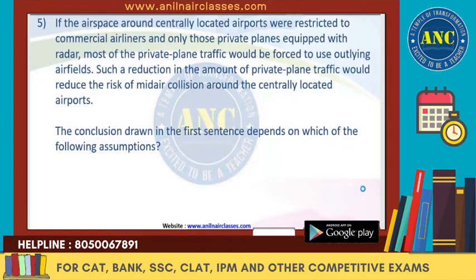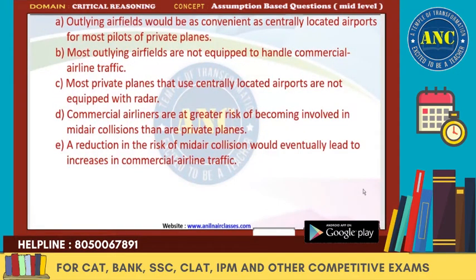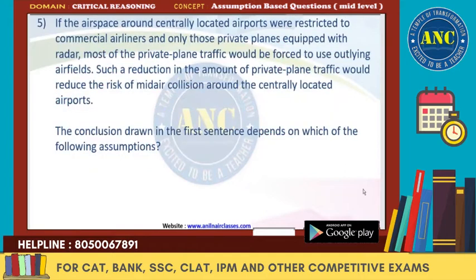So let us look at the options. Among these options, look at option C. It says most private planes that use centrally located airports are not equipped with radar. If you're going back to the paragraph, the first sentence says if the airspace around centrally located airports were restricted to commercial airlines and only those private planes equipped with radar, most of the private plane traffic would be forced to use outlying airfields. Now, this sentence concludes that prohibiting private planes that are not radar equipped from centrally located airports would force most private planes away from those airports.